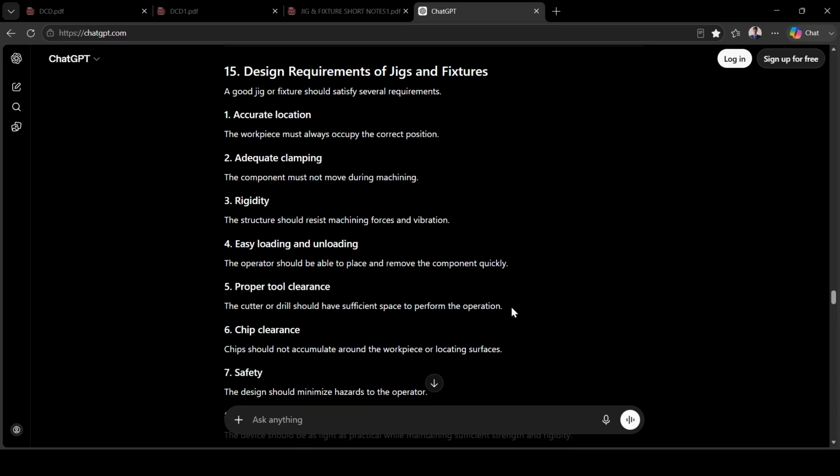Design requirements for jigs and fixtures. A good jig or fixture should satisfy several requirements. Accurate locating. The workpiece must always occupy the correct position. Adequate clamping. The component must not move during machining. Rigidity. The structure should resist machining force and vibration. Easy loading and unloading. The operator should be able to place and remove the component quickly. Proper tool clearance. The cutter and drill should have sufficient space to perform the operation.